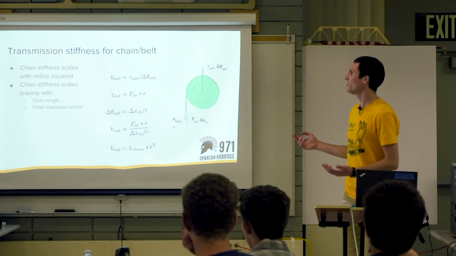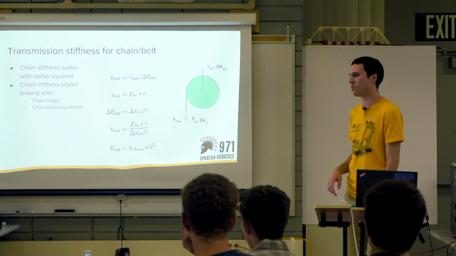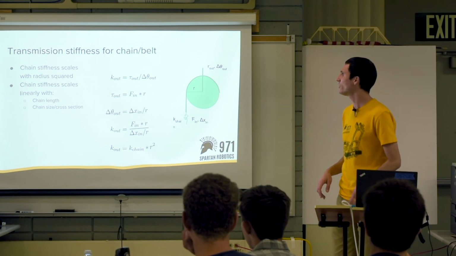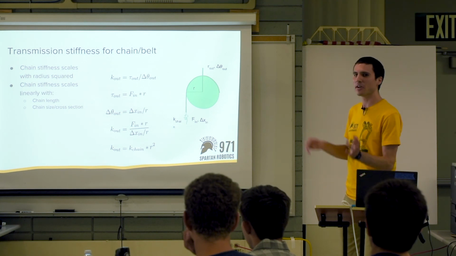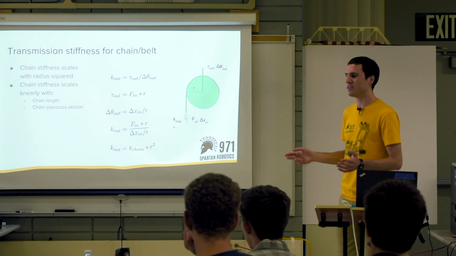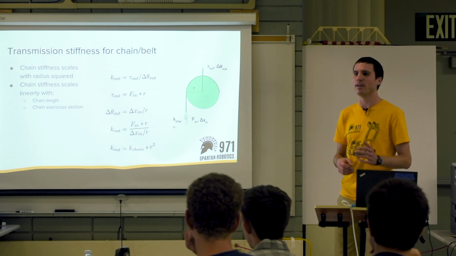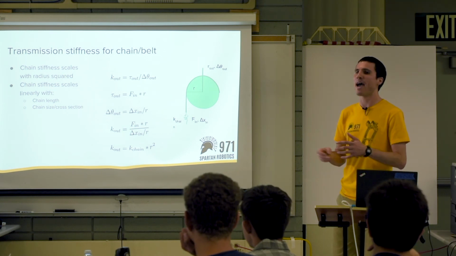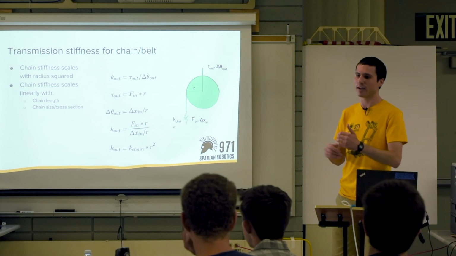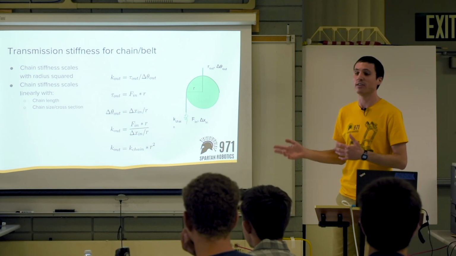I mentioned chains are an important factor in stiffness. They're probably one of the largest factors. So we're going to go through a little bit of math. You don't necessarily need to use this, but I find it's good to go through the math to understand how the math impacts the design decision and what trade-offs the math tells us are good.